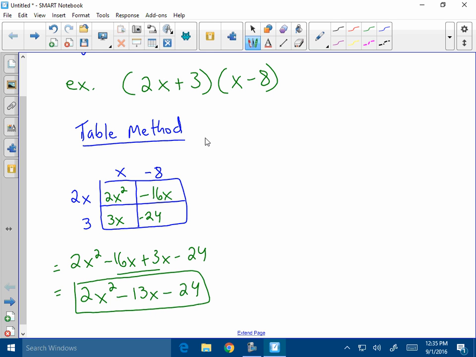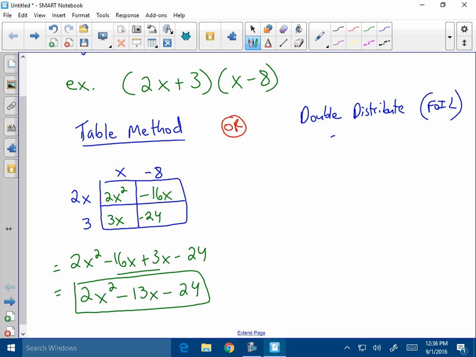Okay, going back to, again, this idea of multiplying everything in one set of parentheses times everything in the other set of parentheses, what we're really doing when we're multiplying like this, right, is we are distributing. So you may prefer to do it this way with sort of a double distribute, or you may be aware of the acronym FOIL. Right? FOIL, which stands for first, outside, inside, last.